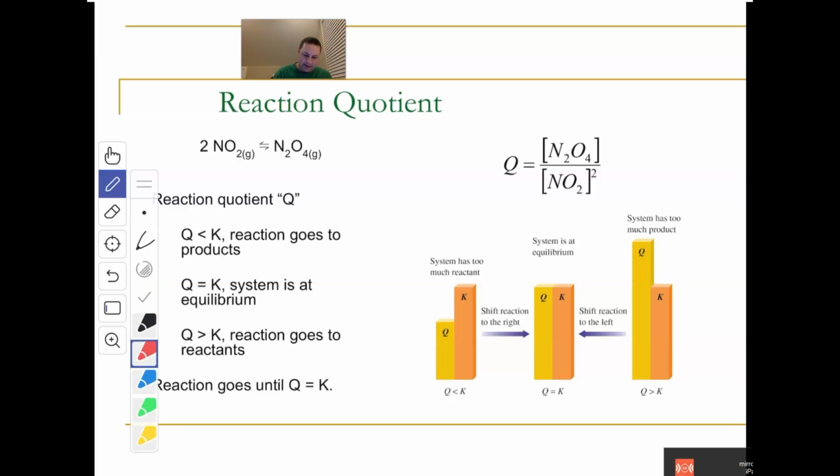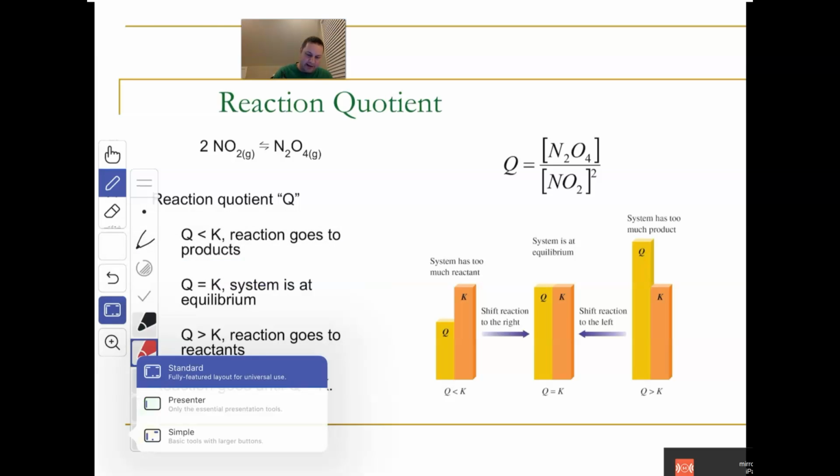Where's my highlighter? They took away the highlighter in presenter mode? Oh, I can't do that. I have to go to standard.